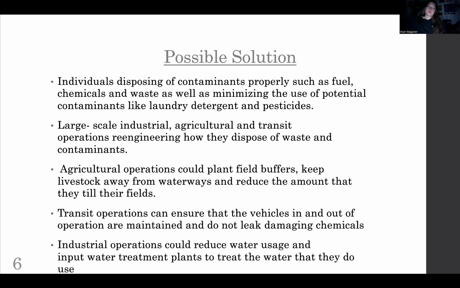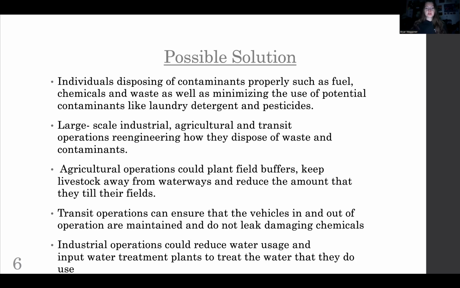They could also keep livestock away from waterways with fences to reduce the amount of animal waste that goes directly into the water stream. And then they could also reduce the amount that they till their fields, because the more they till it, the easier soil erosion becomes, and then the soil, by extension, leaks into the water and becomes a pollutant of itself.